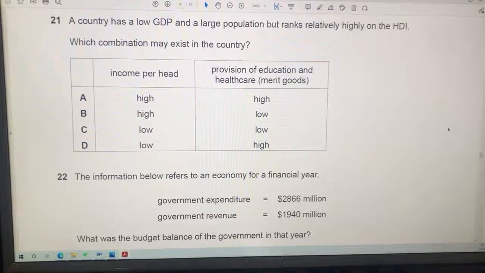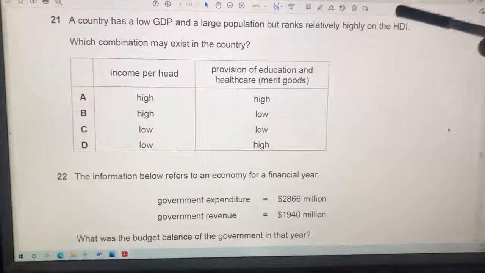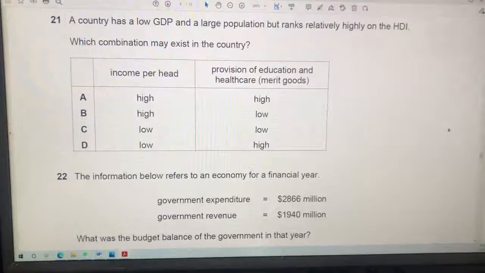Let's continue with the summer 2017 IGCSE multiple choice question paper 11. This is question 21. A country has a low GDP and a large population but ranks relatively highly on the HDI. Which combination may exist?